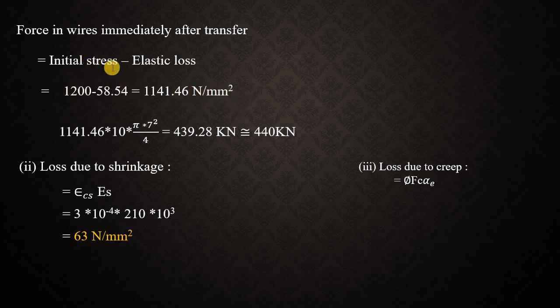To get this, from the initial stress, we should subtract the elastic loss. Okay, now again using this maximum stress, we should find out how much is the pre-stressing force. So what we should do, take the value, that is 1141.46, into the area of the steel. 10 number of bars are there, dia of each bar is 7 mm. So pi d square by 4, means pi into 7 square by 4, is nothing but 440 kilonewton.